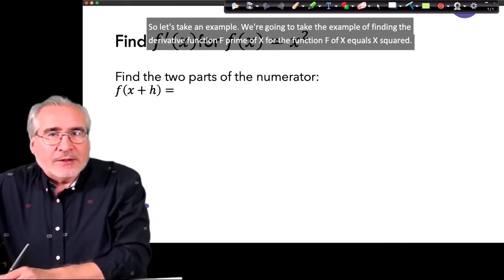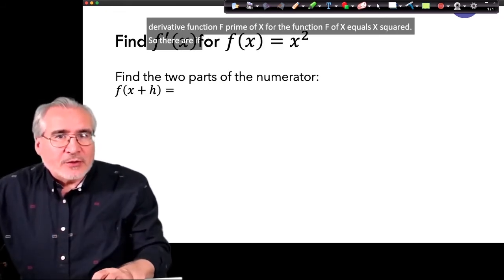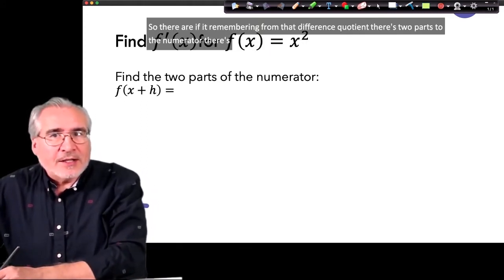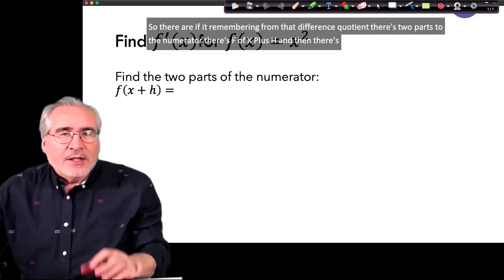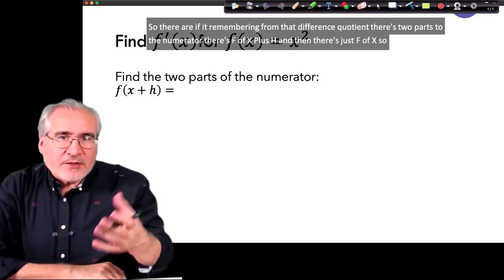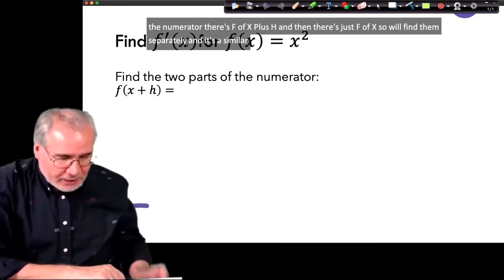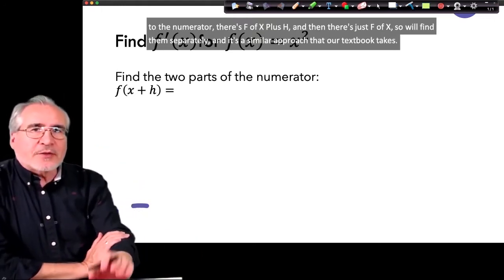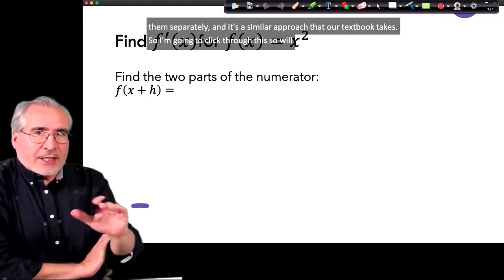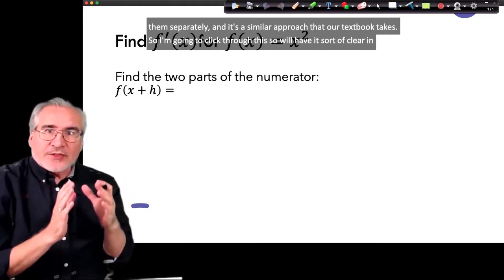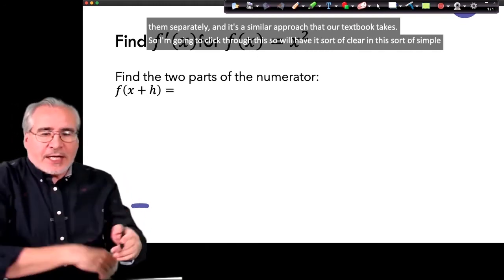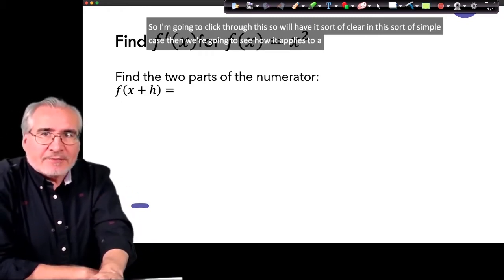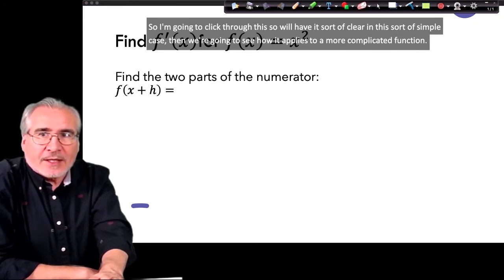Remembering from that difference quotient, there are two parts to the numerator. There's f of x plus h, and then there's just f of x. So we'll find them separately. And this is a similar approach that our textbook takes. So I'm going to click through this so we'll have it clear in this simple case. Then we're going to see how it applies to a more complicated function. Okay.